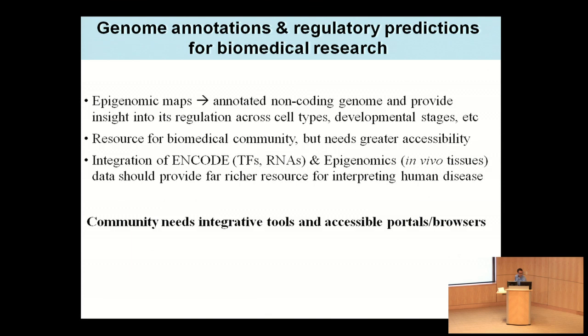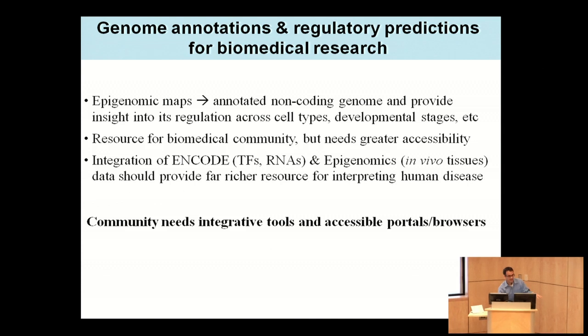So just for my conclusion then, I think I've shown you a lot of data, but I hope at least I've conveyed that these epigenomic data sets have great value for annotating the genome, in particular the non-coding genome, which has been rather inaccessible thus far, and they can provide insight into regulation across cell types and developmental stages. This data is a great resource for the biomedical community, but clearly we need to improve the accessibility, whether it's literally three-dimensional views, but at the very least, browsers that incorporate additional dimensions of the data, such as connectivities, transcription factor motifs, and so on, I think are essential.